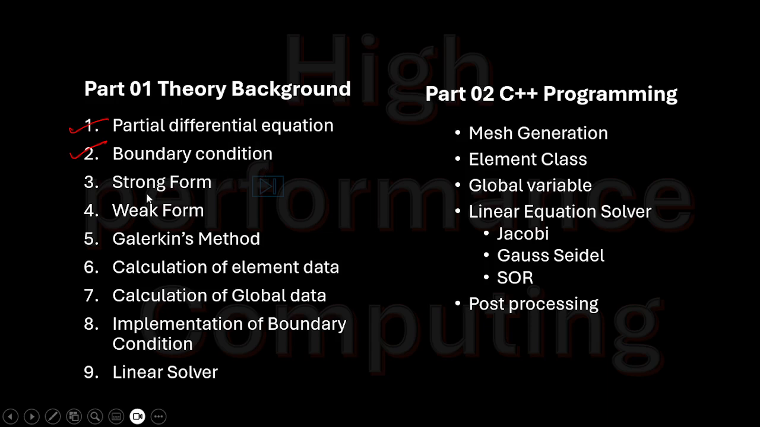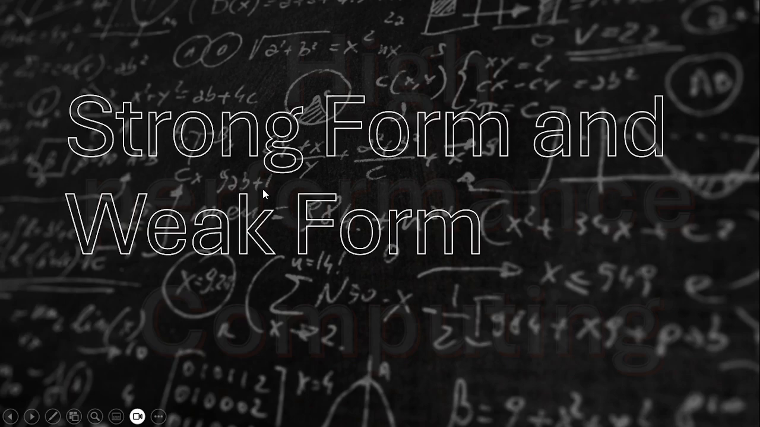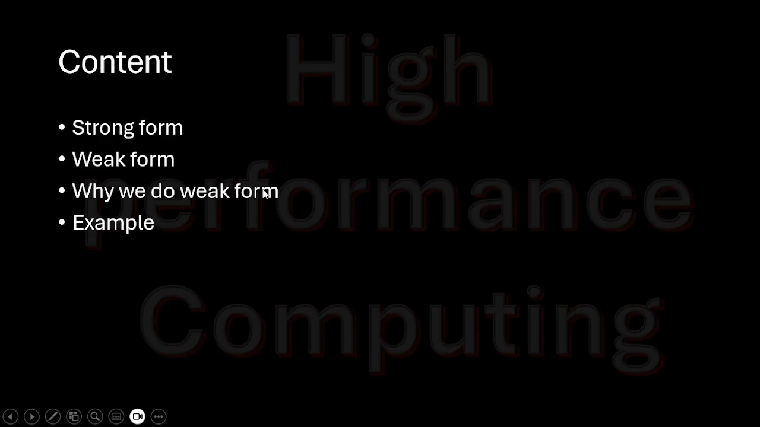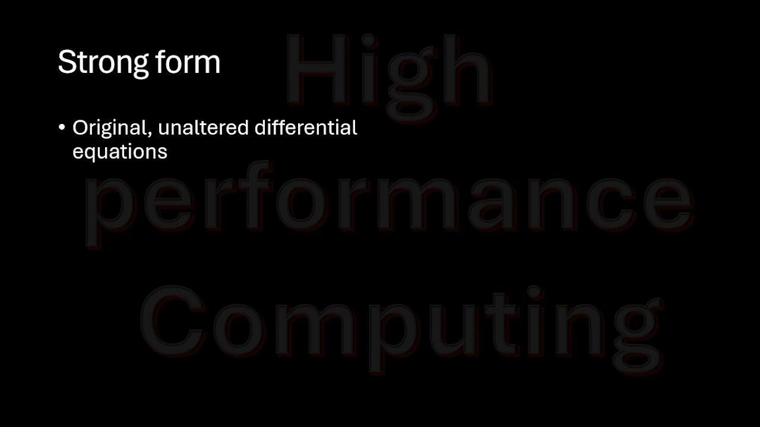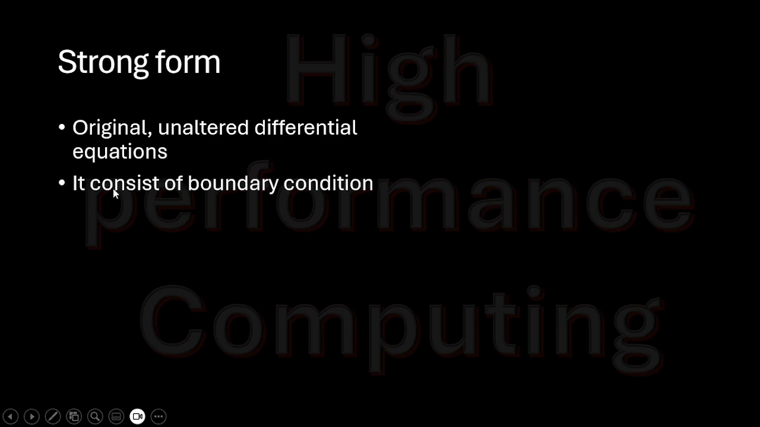And in today's lecture, I will teach you about the strong form and weak form. Let's go. Today's content is strong form, weak form, why we do weak formulation, and an example. So what is strong form? Strong form is nothing but the original or unaltered differential equation of the physics problem, and it consists of the boundary conditions.